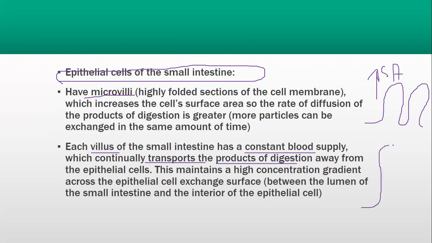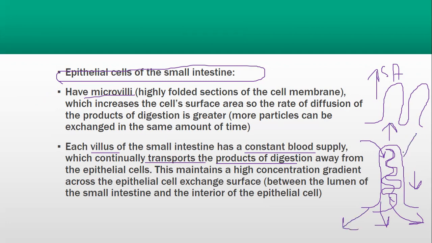This is a villus of epithelial cells. Inside it, there are all these capillaries. So as the epithelial cells absorb, the products are also taken away by the blood. So the concentration gradient inside keeps being low and outside remains high, because the products are also taken away into the blood. So hence faster movement due to the difference in the concentration gradient keeps occurring.